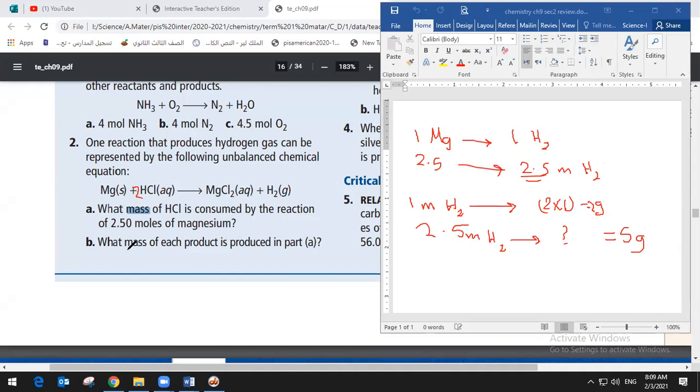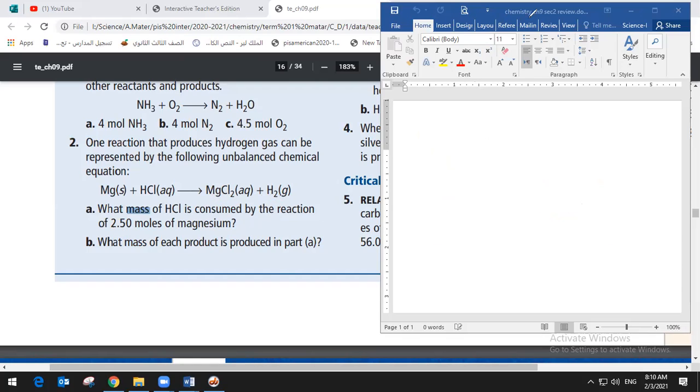So that means here, if he asked what the mass of products is, we said that once we use 2.5 moles of magnesium, it will produce 273.5 grams of magnesium chloride and 5 grams of hydrogen. Is it clear? Okay. So that's how we answer this. Let's pass to the next question.